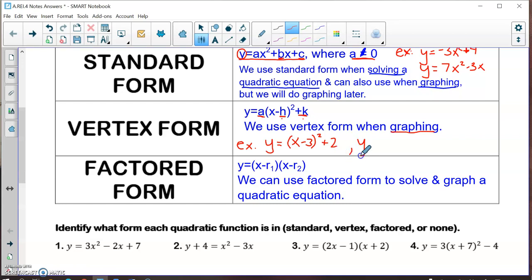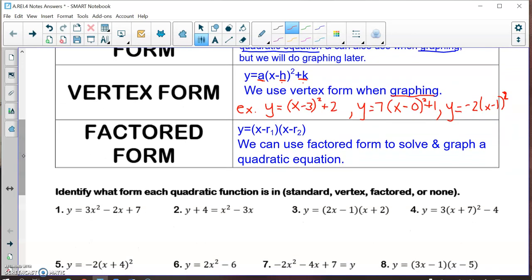You could also have y is equal to, and you can actually have an a value greater than 1 or less than 1. So maybe 7 times (x minus 0) squared plus 1. This is still considered vertex form even though your h value is 0. And then I'm going to give you one more example. Y is equal to negative 2 times (x minus 1) squared. And then maybe your k value is 0, and that's okay. You don't have to write plus 0 on the end, but that's technically still in vertex form.